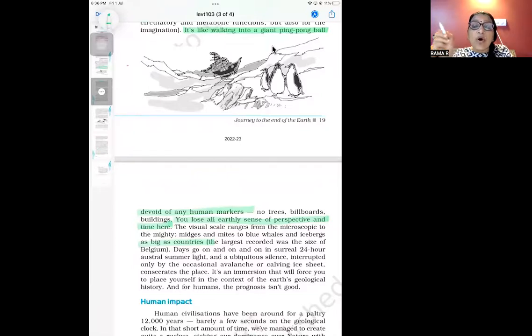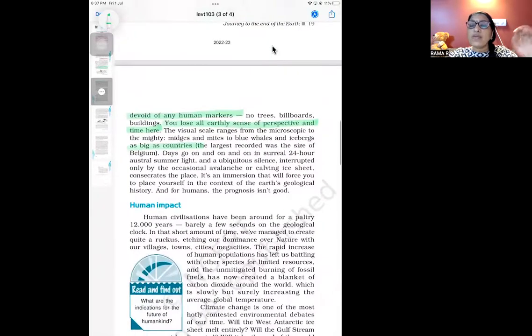Days go on, and the surreal is appearing to be real. 24-hour austral summer light. Austral refers to Australia, means you have there 24 hours summer, 6 months and 6 months. And ubiquitous silence. मतलब ominous, weird, strange, interrupted only by the occasional avalanche or calving ice sheets consecrates the place. अगर आपको वहाँ कुछ शोर सुनाई देगा तो that would be only when the ice melts or the icebergs break.